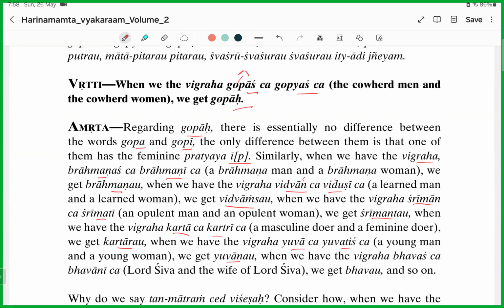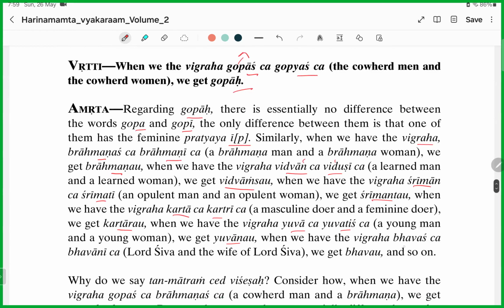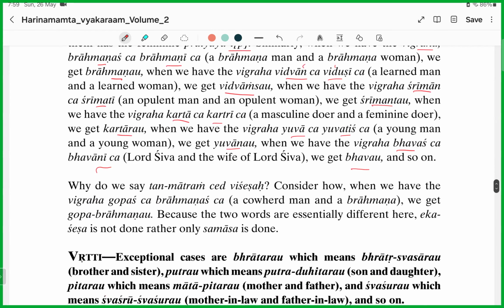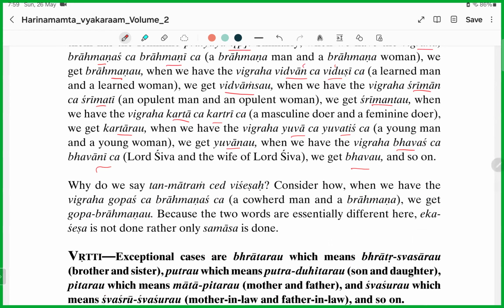Actually, that's why if you see Nikunja, Rati Keli Siddhya, that's 6.2. That looks like actually an Ekashesha Samasa. Of course, I believe in both the genders the form is the same, but still, more technically speaking. Bhavascha Bhavanicha, we get Bhavau. And if we have different ones, Gopascha Brahmanascha, we get Gopa Brahmanau.